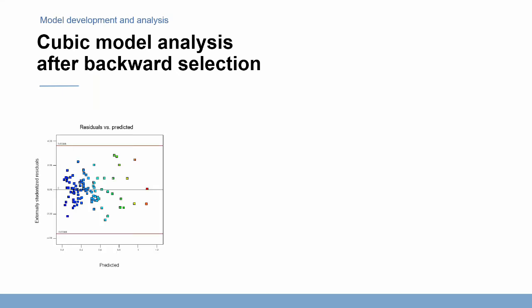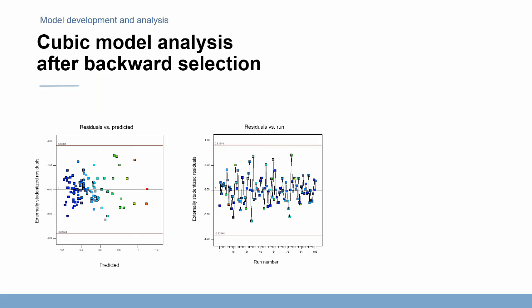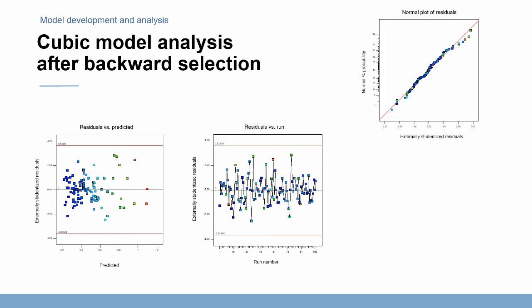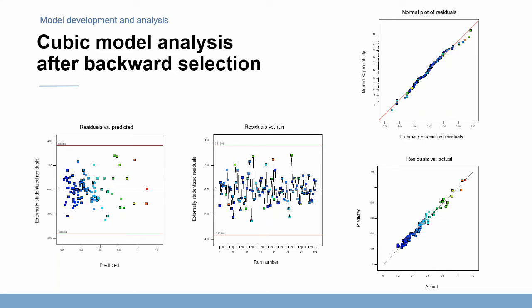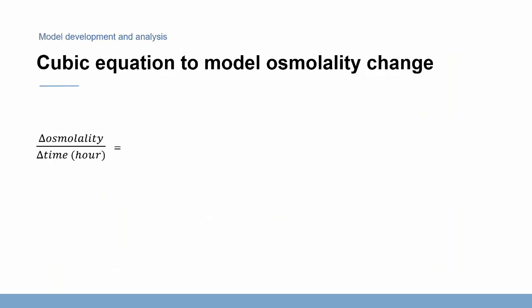And then during this process of selecting the model, I went through looking at the different graphs that Design Expert allows you to look at: the predicted residuals, the residuals versus run, the normal probability plot, as well as the predicted versus actual residuals here. All of them, once I performed this transformation, looked really good. I didn't see anything that caused me any concerns about the model fit to the data.